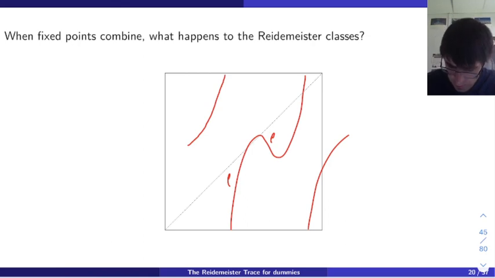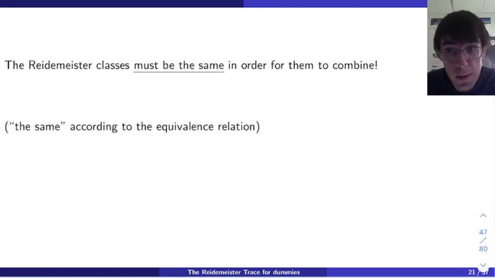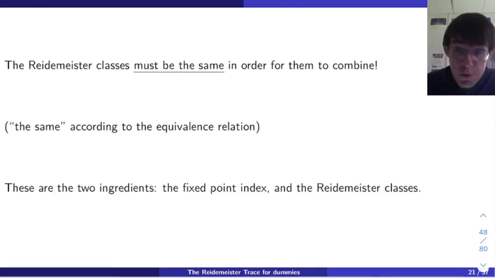So the moral of the story here is really that nothing much happens to them. They don't add together. They're group elements, so you can't really add them together. But you can say they have to be the same in order for them to combine. If the two points are going to combine, they have to be right next to each other in that picture. So the Reidemeister classes need to be the same in order for the two points to combine. All right? I mean, of course, the same according to the equivalence relation. So anyway, those are the two main ingredients, the fixed point index and the Reidemeister classes.